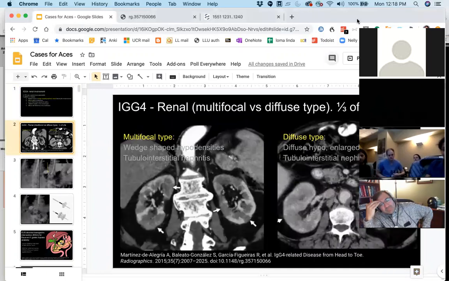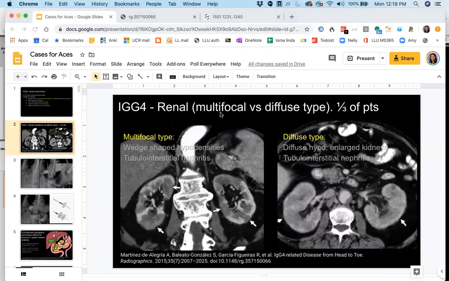Here are some examples from this Radiographics article. So the first type is what this patient had, which is this multifocal type, which can mimic pyelonephritis. And as I mentioned, that's what it was called initially on the original scan, but we see it again on the follow-up scan 2 years later.